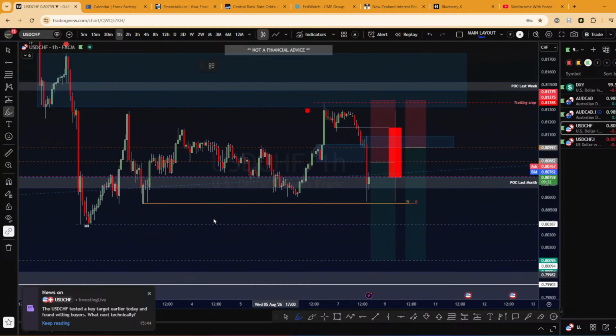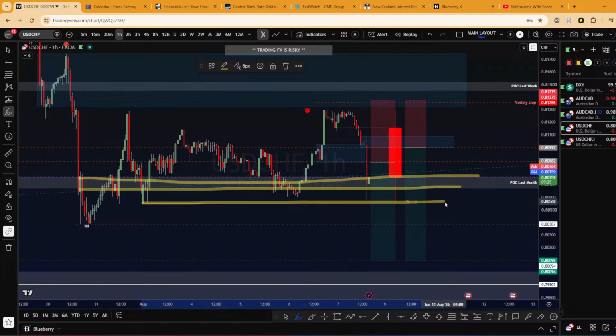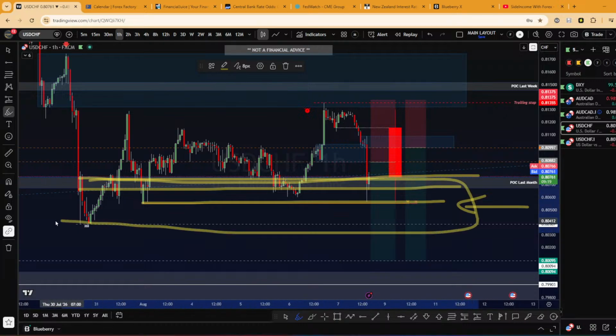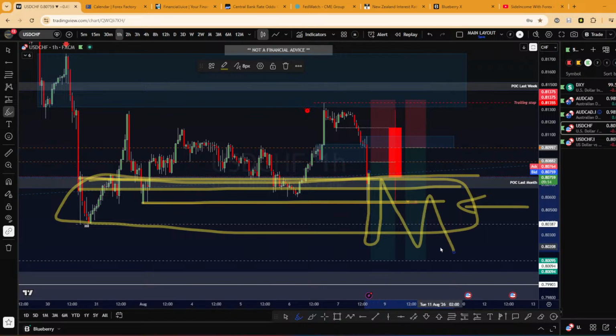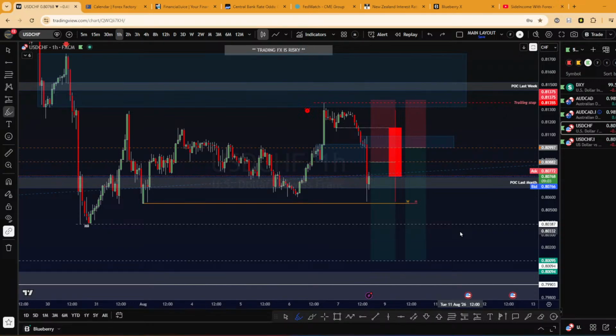Seems like we have a strong zone. We have this gray zone, the point of control from the last month. We also have the weekly and the monthly open at this level right there. So this is a big support that price needs to break before continuing lower. So yeah, it's starting to look like a very risky trade.